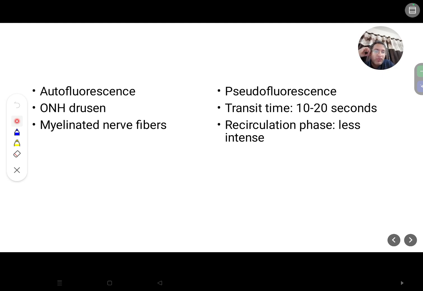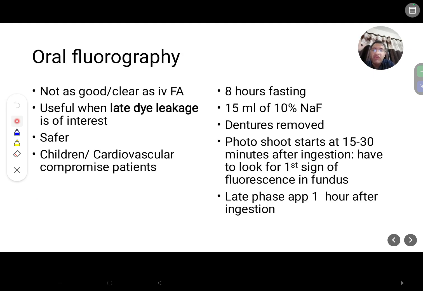What is pseudofluorescence? Pseudofluorescence means these structures are not autofluorescent. These will not appear fluorescent in all the phases. There will be a transit time of 10 to 20 seconds, that is the first initial phase. They will appear slightly fluorescent, and in the recirculation phase, these will become less in intensity. That is the pseudofluorescence.